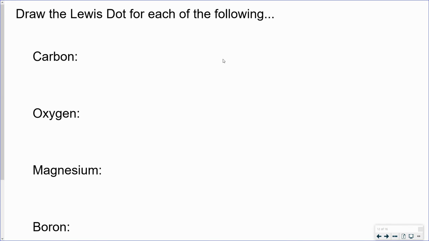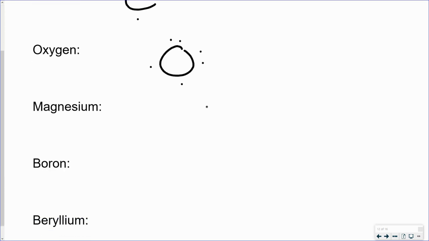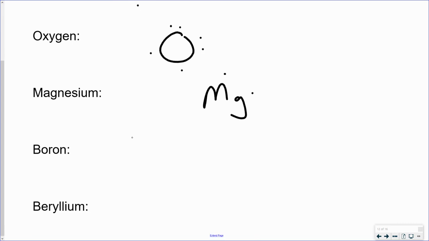So, drawing carbon has 4 valence electrons, so we're going to have a dot on each side. Oxygen, again, I don't specify which way you need to do it, but if you start at the top and go clockwise, doing 1 on each side first, and then going back until you run out, that works fine by me. Magnesium has 2. Boron has 3. And beryllium has 2.